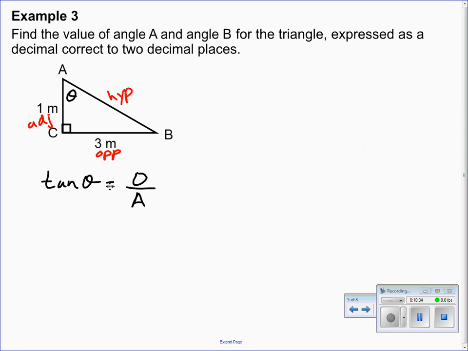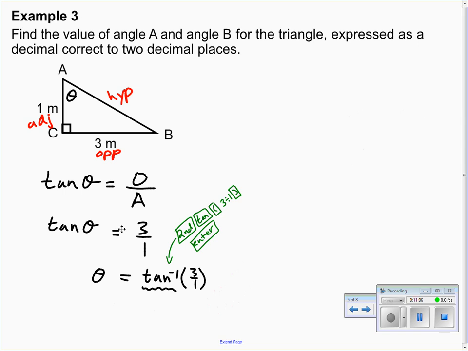Now we start filling in all the information that we have here. So O over A is just 3 over 1. But we still don't know what tangent of theta is. So I'm going to show you how to get theta by itself. In mathematics, we call this the inverse. We call this the inverse of tan. And in order to access that on your calculator, all you have to do is hit the second function or shift, and then tan of bracket 3 divided by 1.